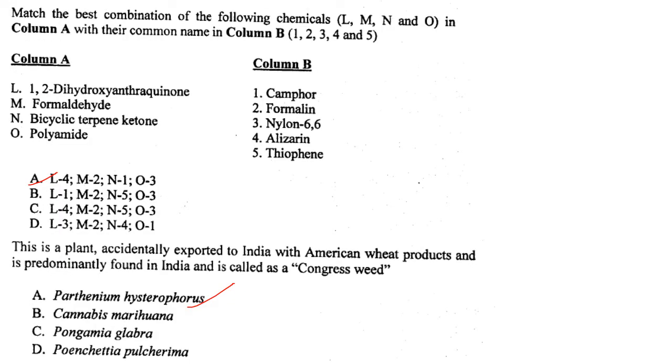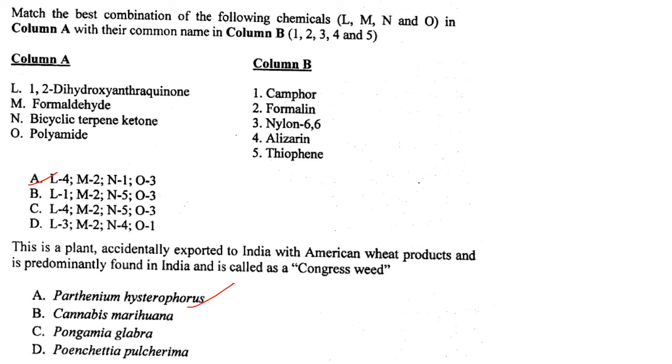Now, match the best combination of the following chemicals in column A with their common names in column B. So 1,2-dihydroxyanthraquinone, that is alizarin, L4. So option B and option C can be struck out, because option B is L1 and D is L3. So L4 is the answer.